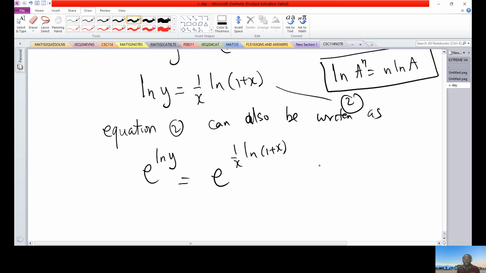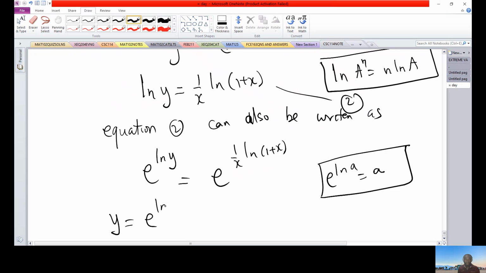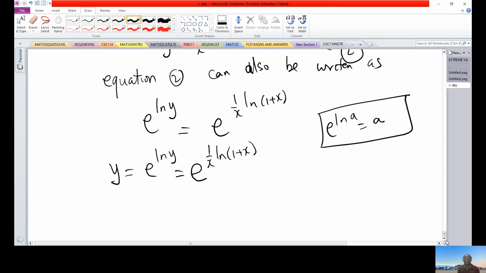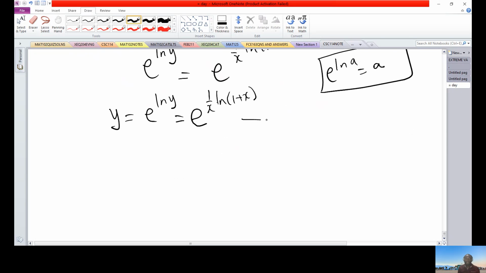And also using the property that e raised to the power ln of a equals a, we can derive this as y equals e raised to the power ln of y, which is the same as e raised to the power 1 over x ln of 1 plus x. So we are not doing anything else, we are just using the properties of logarithms and the exponential function. Call this equation 3.